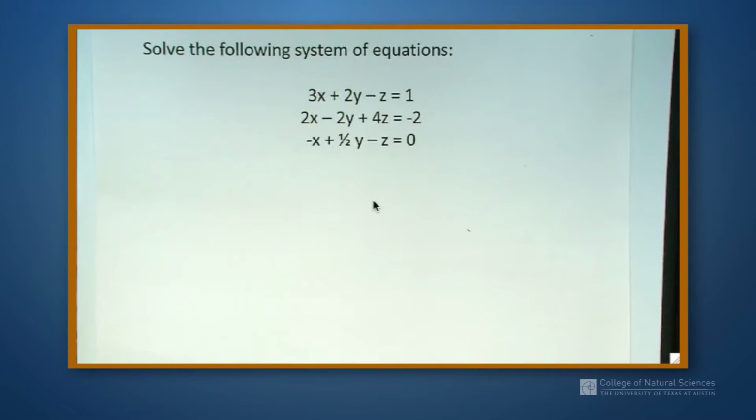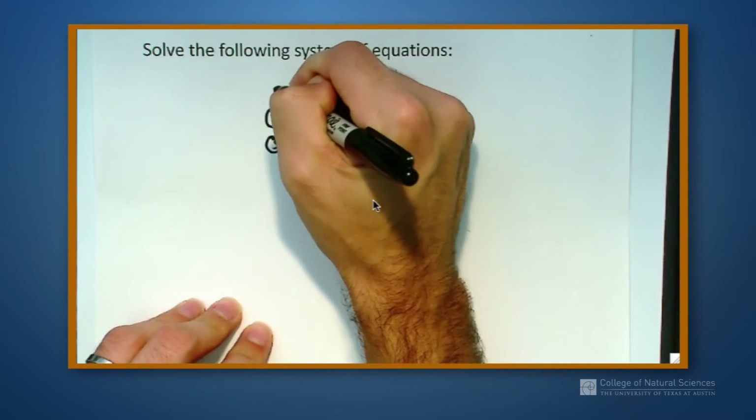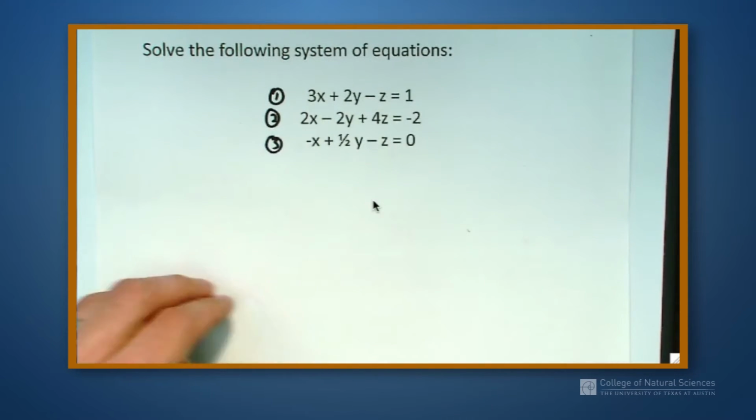Now, a lot of times in introductory physics, you're not going to see complicated systems of equations, but every so often you'll see a 3 by 3, 3 equations with 3 unknowns. So let's go ahead and work through one example of this together. So we have 3 equations. I'm going to label them 1, 2, and 3, so when I talk about them, we can see what we're talking about. And I'm going to go through and combine a couple of these values.